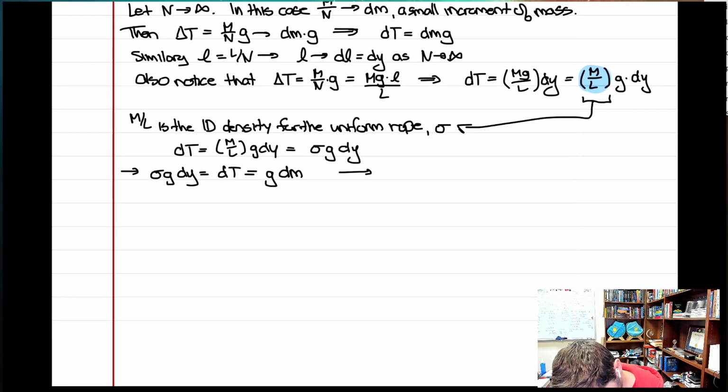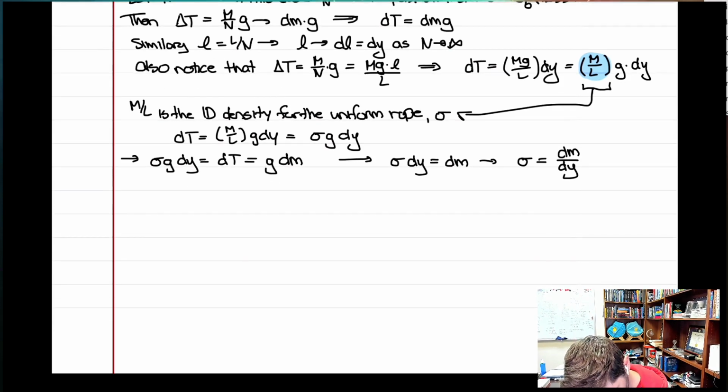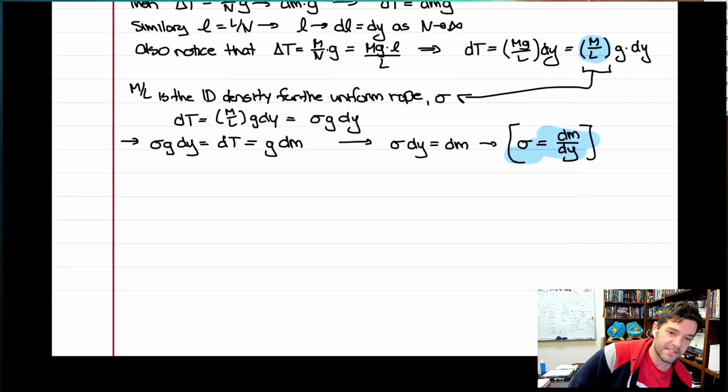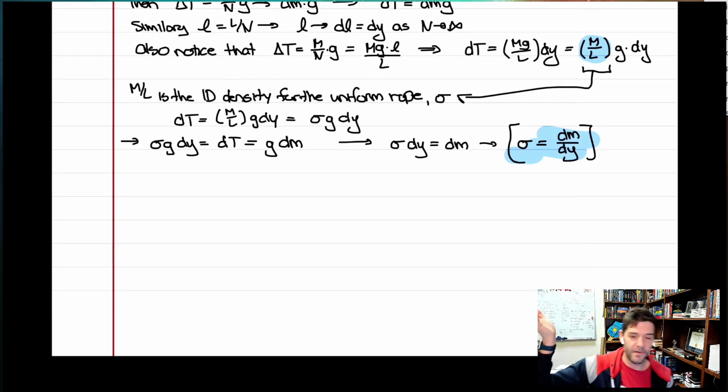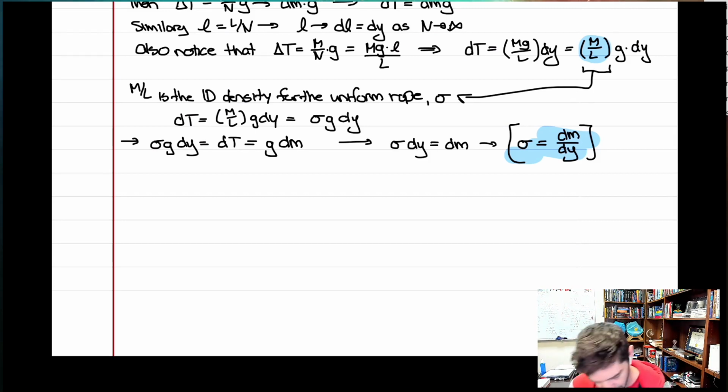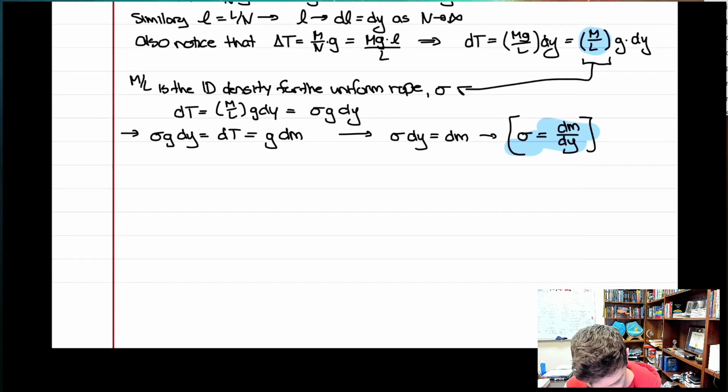So then this implies what? It looks like sigma, the g's on both sides cancel, dy equals dm, or it says that sigma is dm divided by dy. And this I'm going to put a box around and also highlight, because the sigma we've defined as density, the 1D density, and then I've come up with an expression in the calculus limit that's defining it to be dm divided by dy.